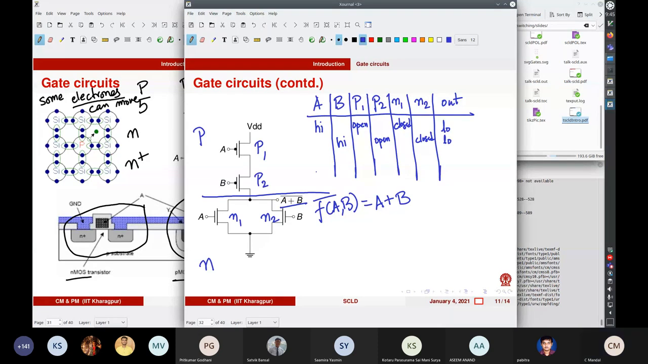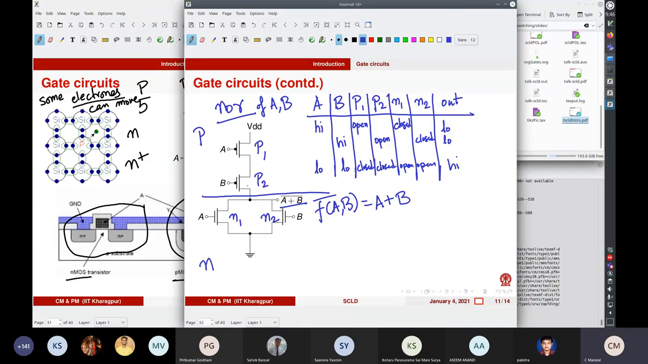And if both are low, then both P1 and P2 are closed, N1 and N2 are open, and the output is high. All right, so this way you can understand how it works. You can call it the operation table. So this shows that this gate is working as a NOR gate, NOR of A, B.